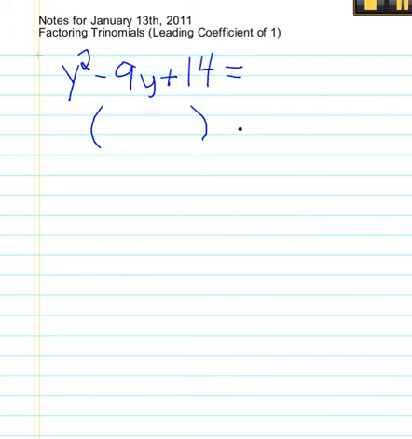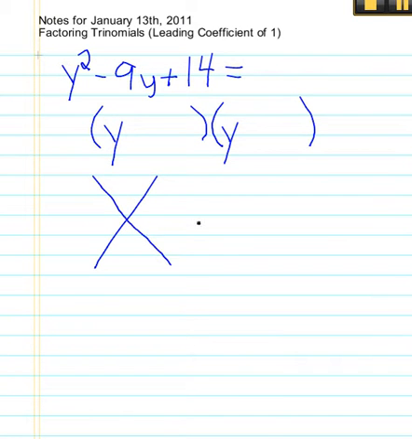So I'm going to set up my product of the two binomials. We already know that the quadratic term is y squared, so the only way to get y squared is if we FOIL and take the first times first. That would give us y squared. Now I'm going to set up my x technique. I'm going to put the constant term on the top of the x.